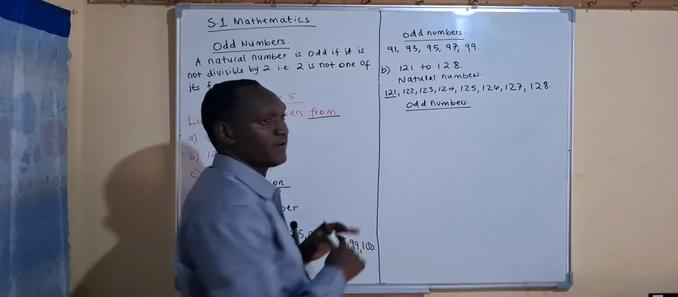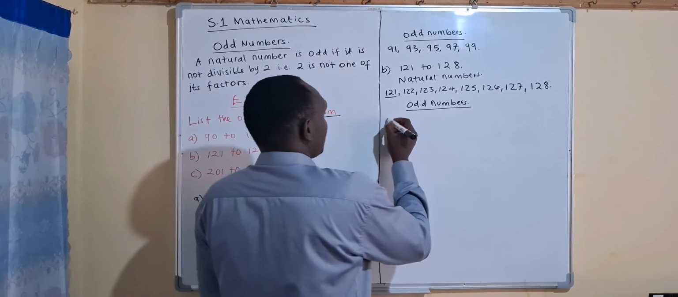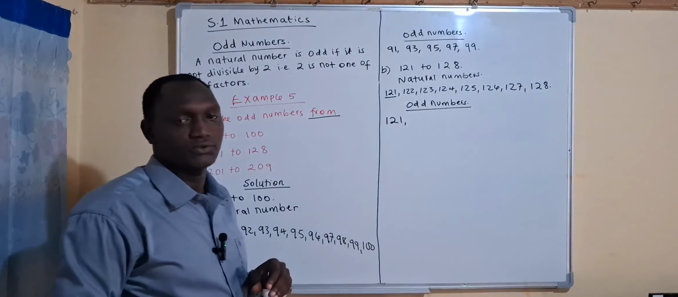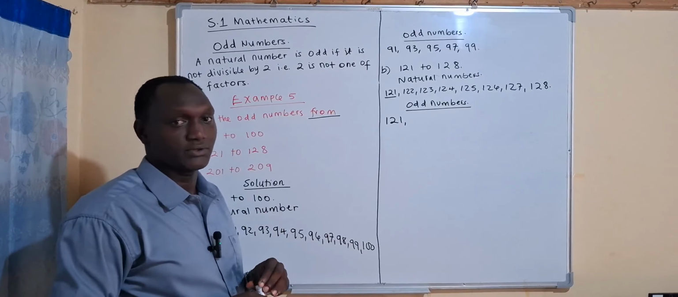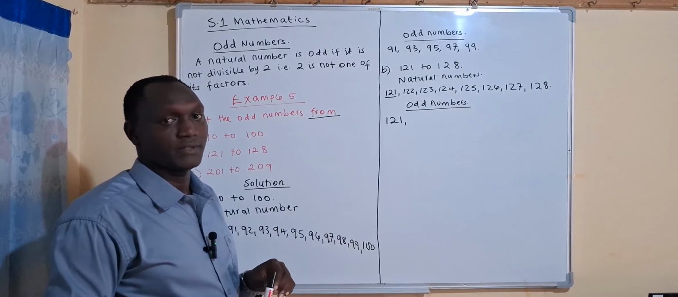So 121 divided by 2, we get 60, and the remainder is 1. Since there is a remainder, 121 is odd. 122 divided by 2, we get 61, and the remainder is 0. Since there is no remainder, 122 is an even number.